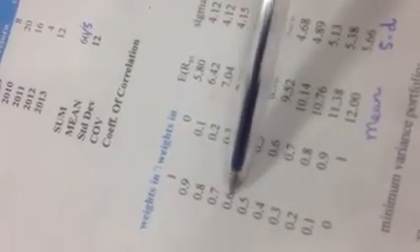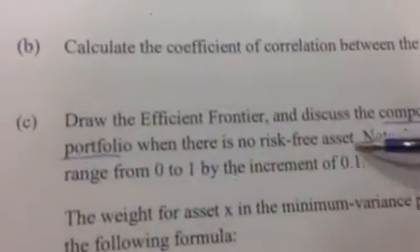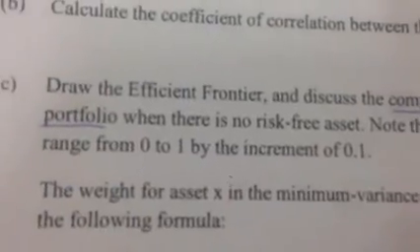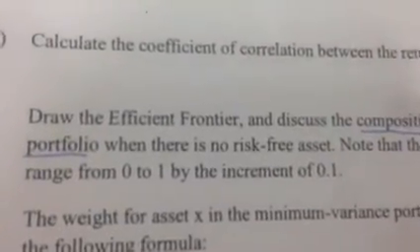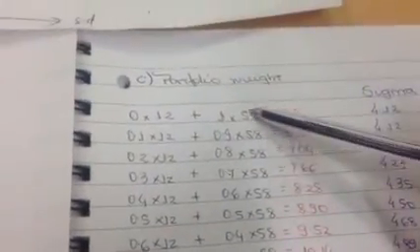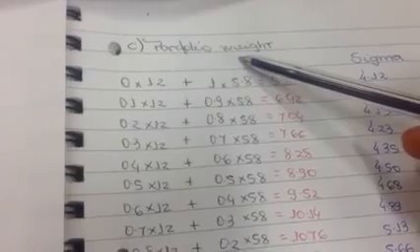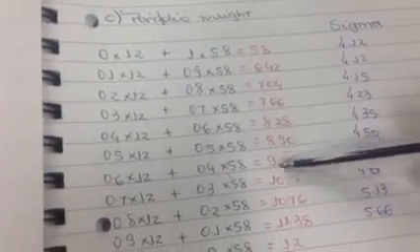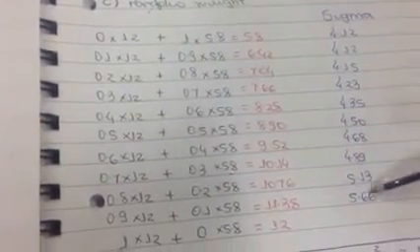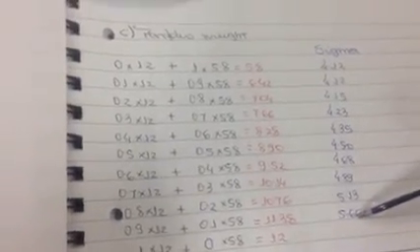If she says increment of 0.2, then it will be 1, 0.8, 0.6, 0.4, 0.2, 0. So pay attention to the increment you are given. So now, in order to draw the efficient frontier, we need to calculate the portfolio weight and then the expected returns of each, then the sigma. So we are going to start with the portfolio weights.